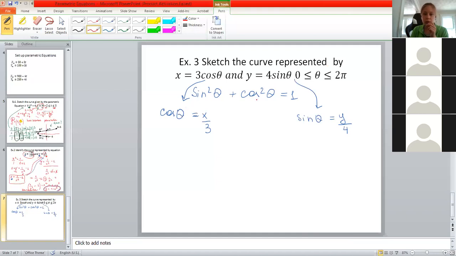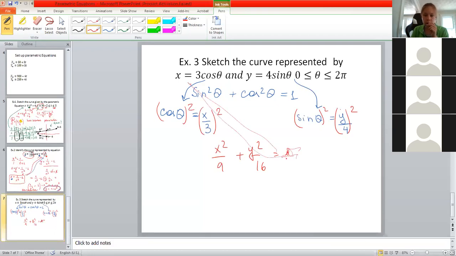Okay, since the identity is sine squared plus cosine squared, let me square them. X squared over 9 plus y squared over 16 equals 1. Correct, thank you. X squared over 9 plus y squared over 16 equals 1. Who is that? Oh, my pen is acting out. Let me erase that. An ellipse? Ellipse, correct.